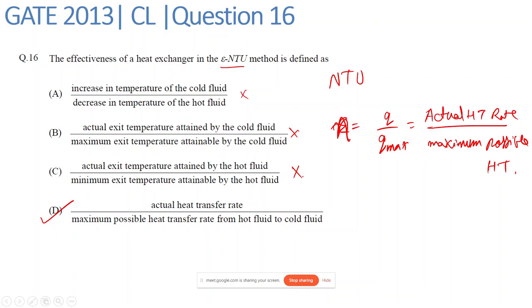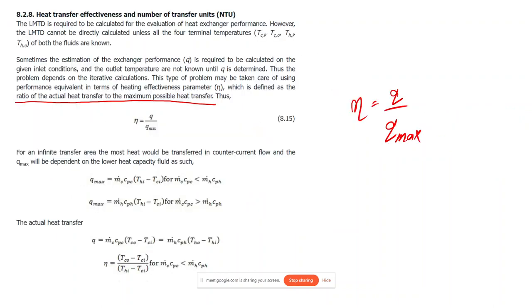So you can straight away remember this formula for heat exchanger effectiveness based on the NTU method, that is number of transfer unit method. Here we define heat exchanger effectiveness as the ratio of actual to maximum possible heat transfer. There isn't any special concept in this, we just have to remember this formula.